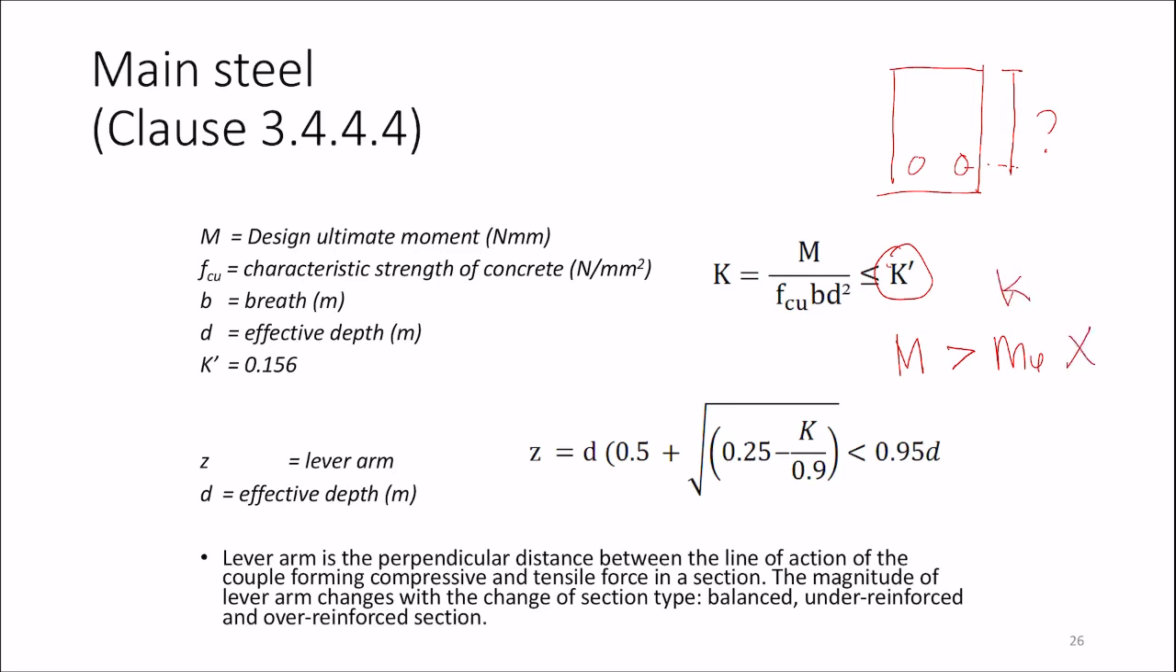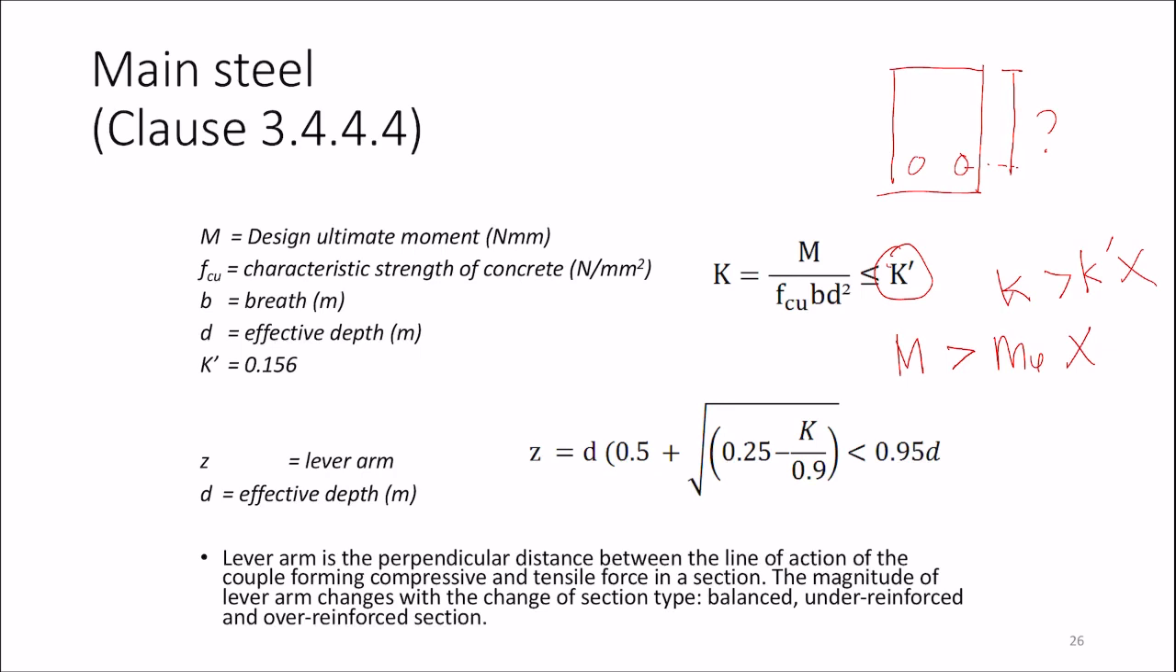So kita takkan dapat K ni akan lagi besar daripada K prime. Takkan juga. Right, so value dia mesti lagi rendah atau sama dengan K prime. And then Z, which is the lever arm. Lever arm is a perpendicular distance between the line of action of couple forming compressive and tensile force in a section. The magnitude of lever arm changes with the change of section type, which are balanced, under reinforced and over reinforced section. As you know, compressive force is resisted by concrete and tensile force is resisted by reinforcement.